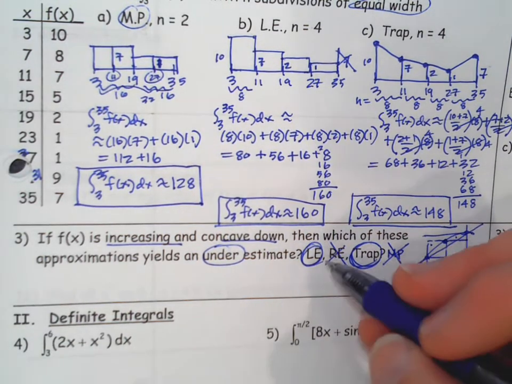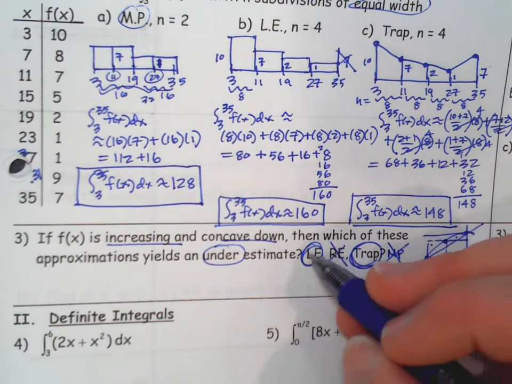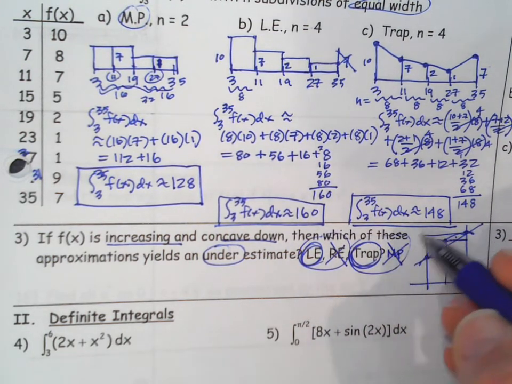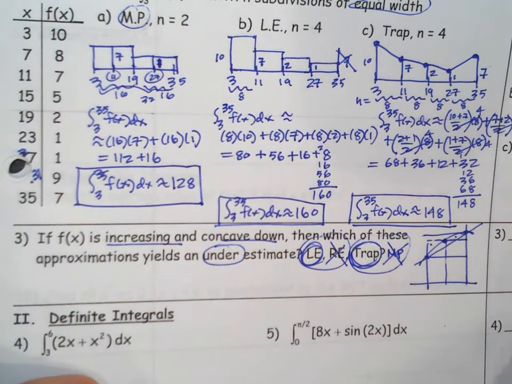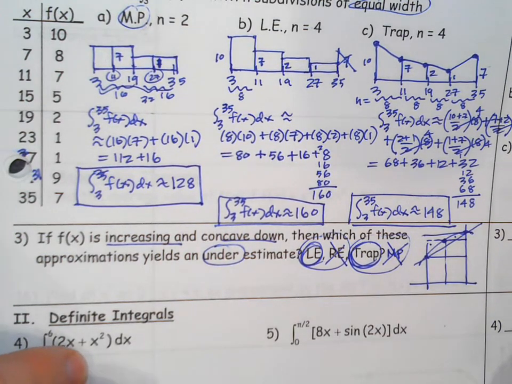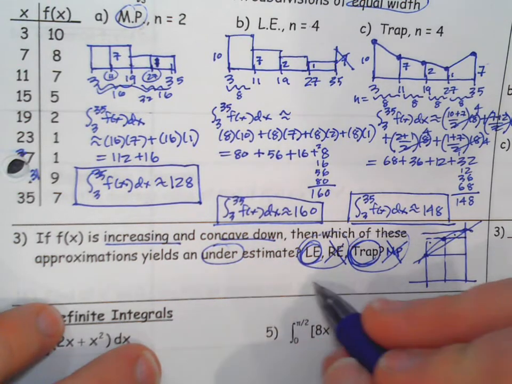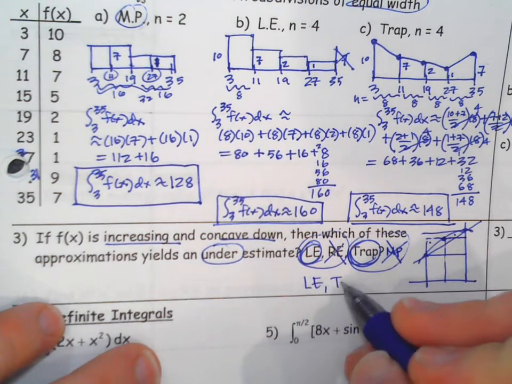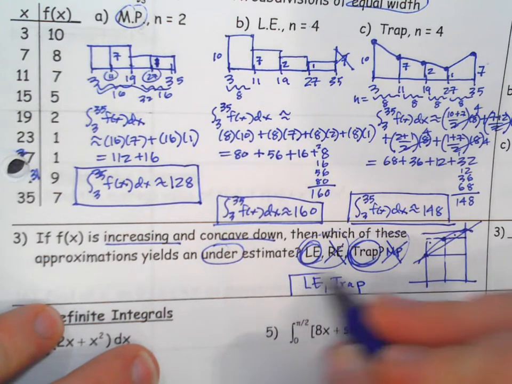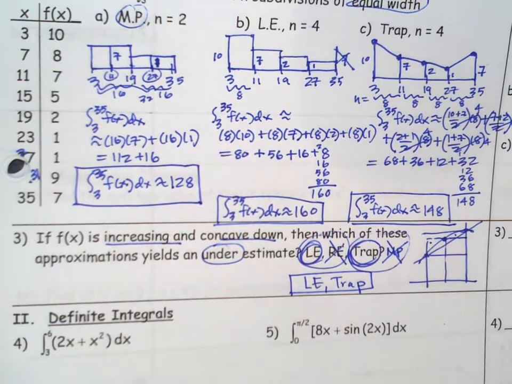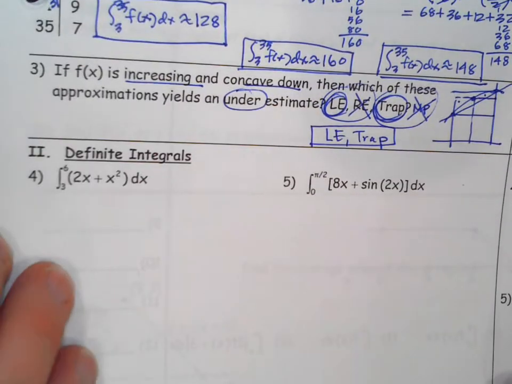And it's true for left, it's true for one of these, and it's true for one of these, and the other way it goes the other way. But left, right, and trapezoid are pretty obvious just from a quick sketch. No need to memorize it. So your answer is going to be left end and trap. Draw a sketch.